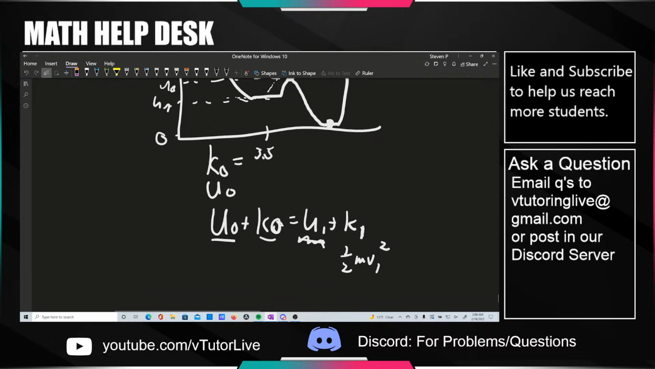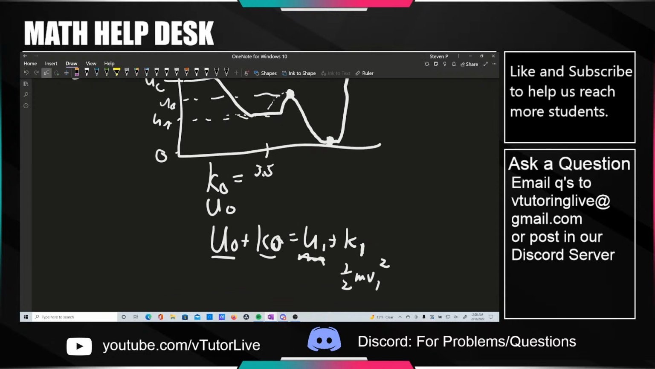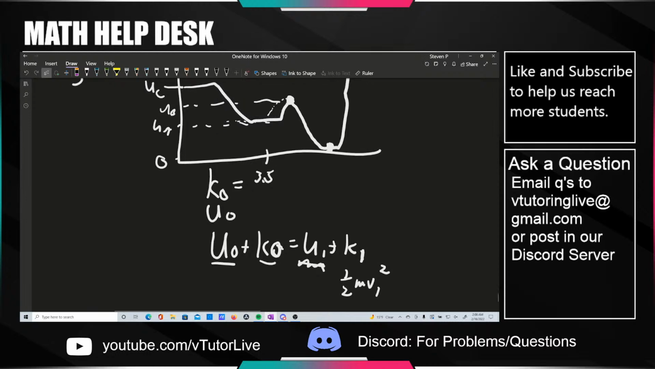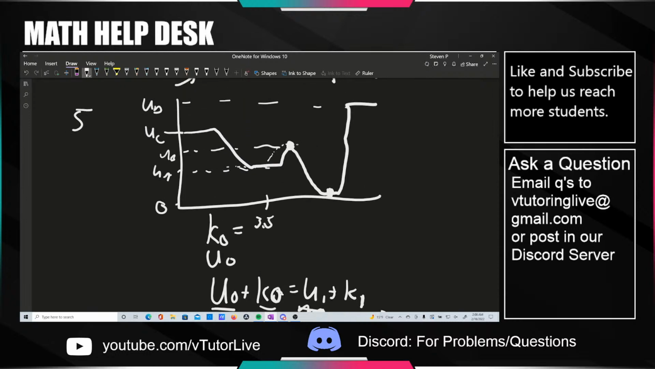Solve for v1. All right, so now it talks about the turning point. If it goes to the right side, think of it like a ball rolling up or down hills. If it has enough velocity, it'll go up, and up, and up, until its kinetic energy runs out.